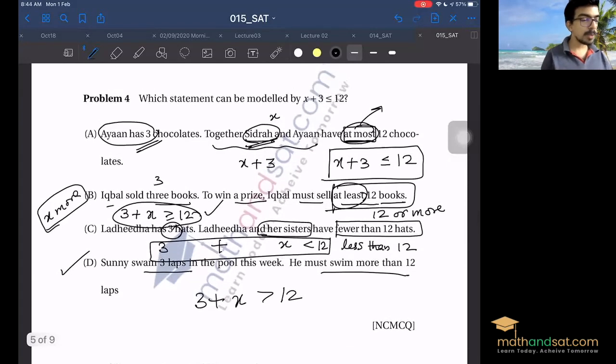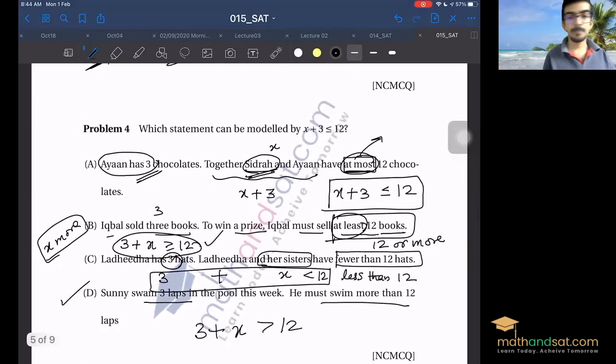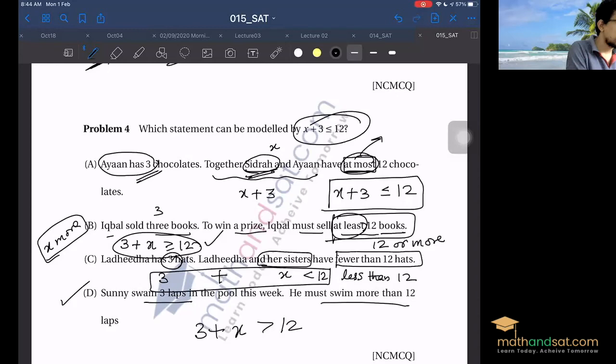Now tell me which one matches with x plus 3 less than or equal to 12? Which one? A option, right? A is the answer. A is the right answer.